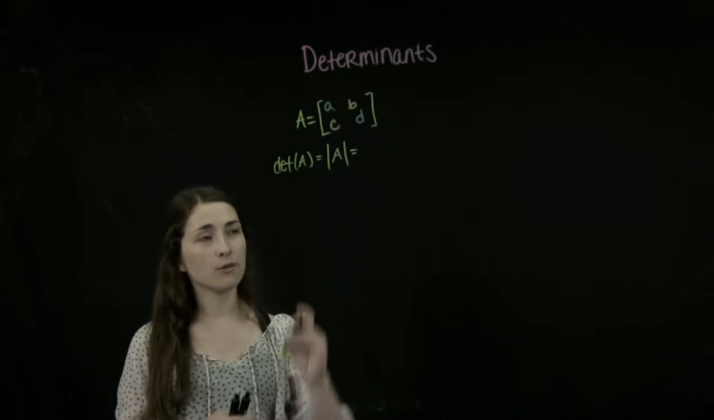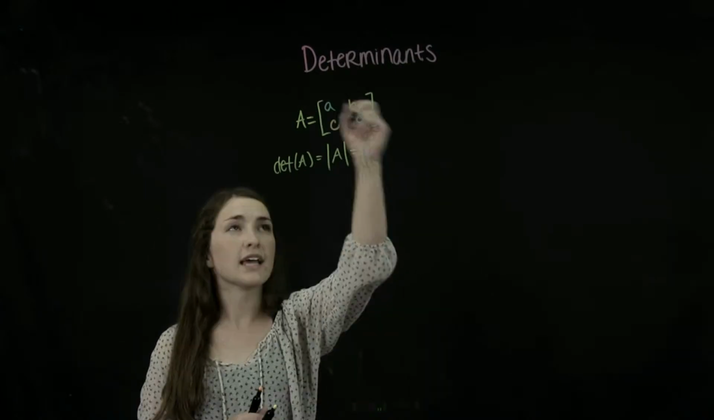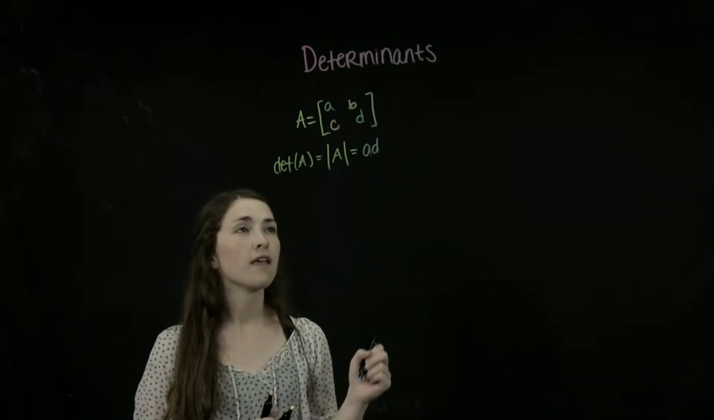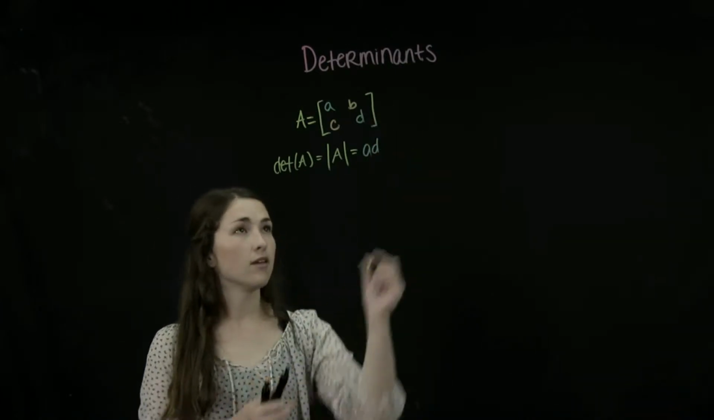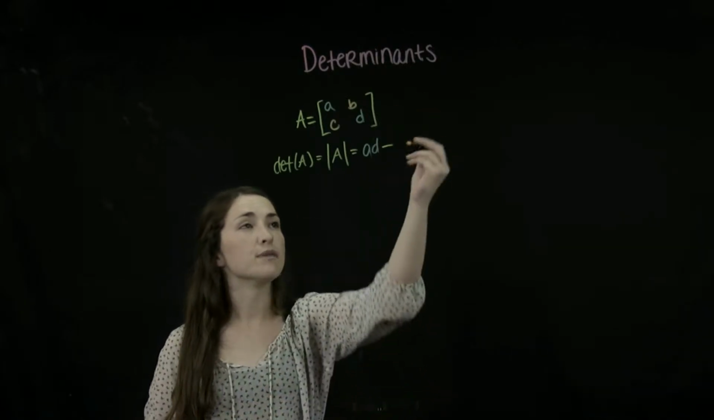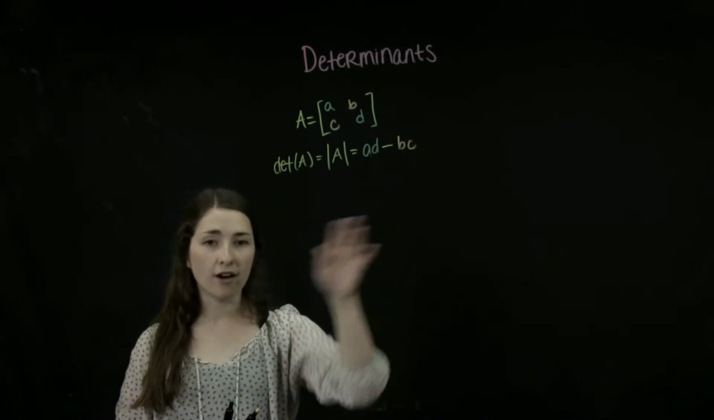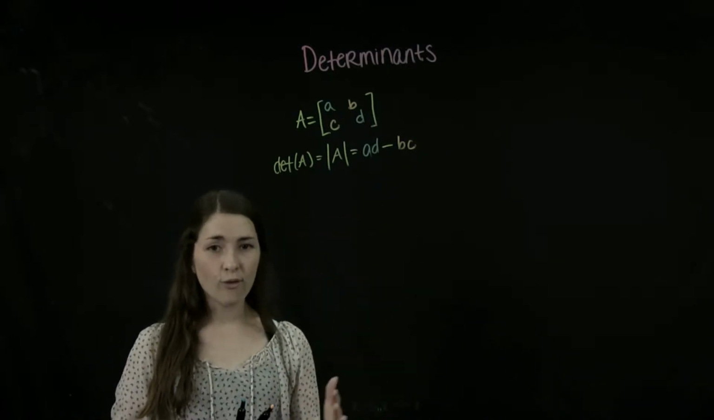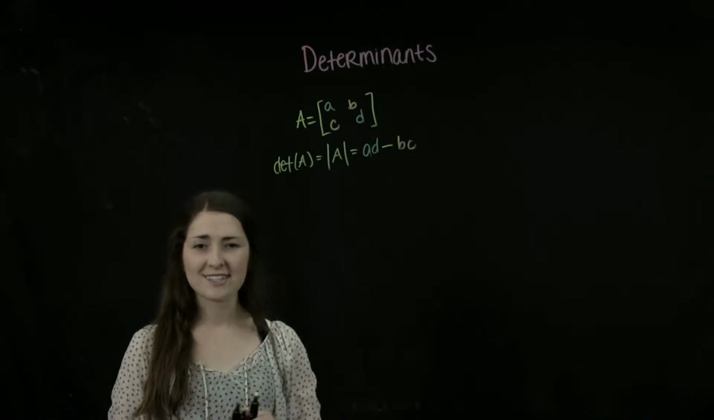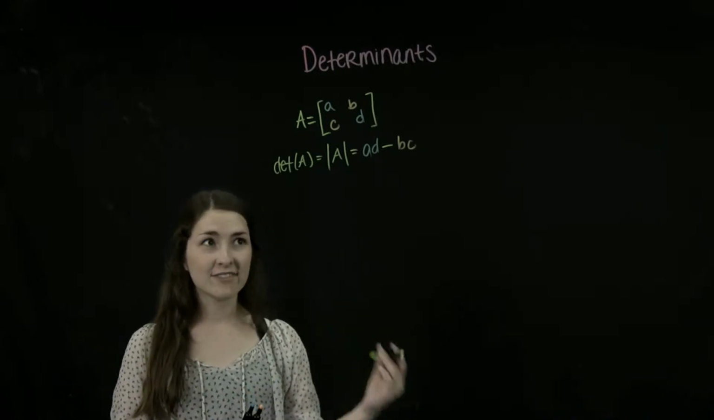And that's going to be equal to, we're going to take the product of the diagonal going from left to right, A times D, and then we're going to subtract from it the product going from right to left, so BC. So this is our generic formula for the determinant of a 2 by 2 matrix. See, nothing to sweat about. It's pretty simple. So let's look at it in the context of an example.